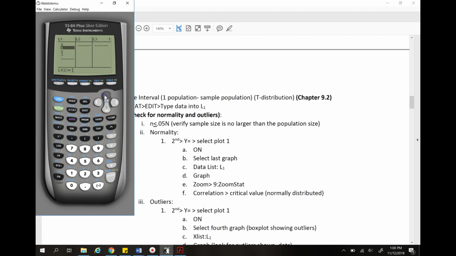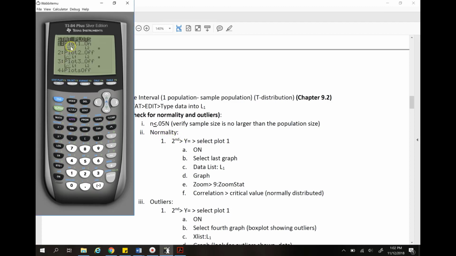So I'm going to pause the video. I'm going to put everything into list 1 and then I'll resume the video. Now we have the list in list 1. Since we have 16, we do not know if it's normally distributed and if it does not have any outliers. So what we're going to do first is check for normality.